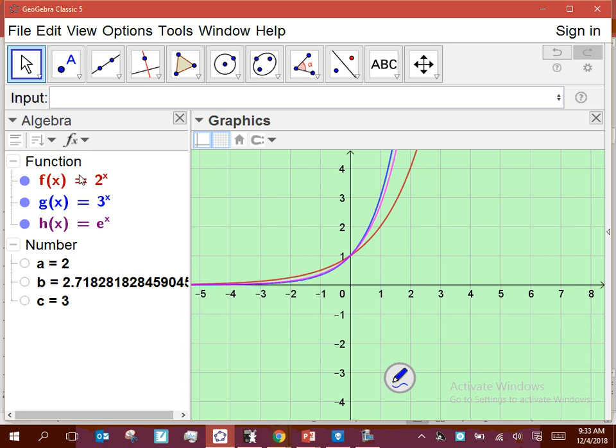I don't know if I can rearrange these. I can't. Let's do it this way.